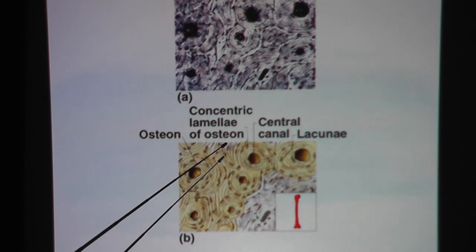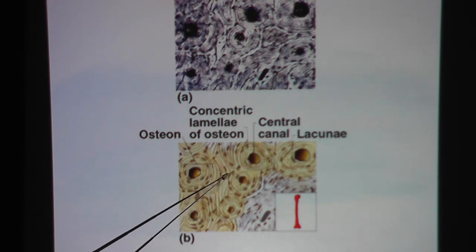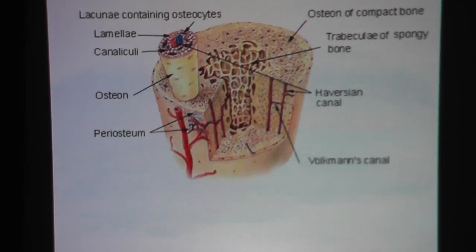And in each of these rings, you see these little dark oval areas. That would be lacuna, and in that lacuna would be the osteocyte, the cell of the bone.